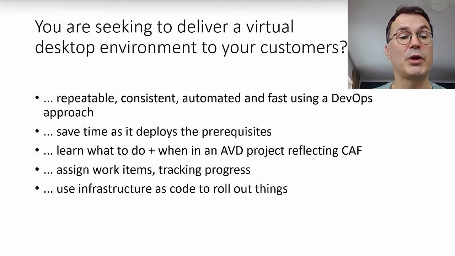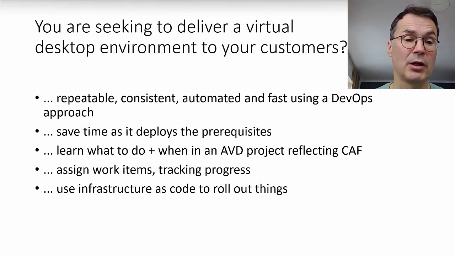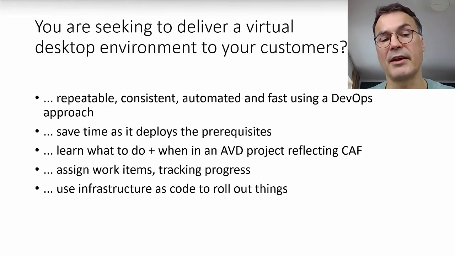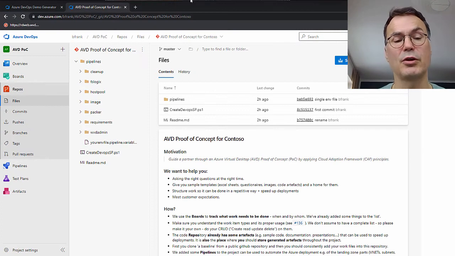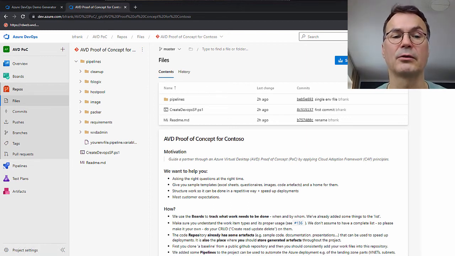Next, we use infrastructure as code to roll out things. So this is the automation part. There's almost no clicking within the Azure portal. Most of the things are done using code, and you do have the code in your source code repository. Each pipeline has its own folder with the code artifacts required to carry out or to perform the tasks that this pipeline is doing.